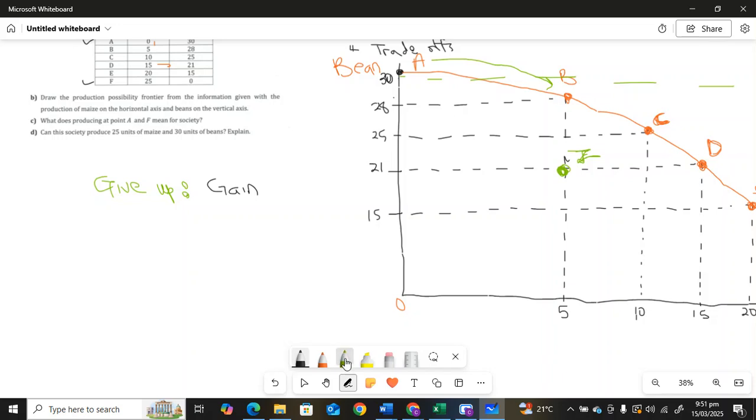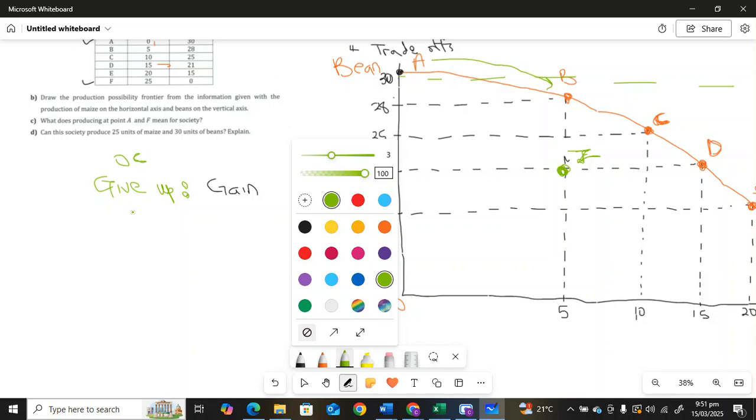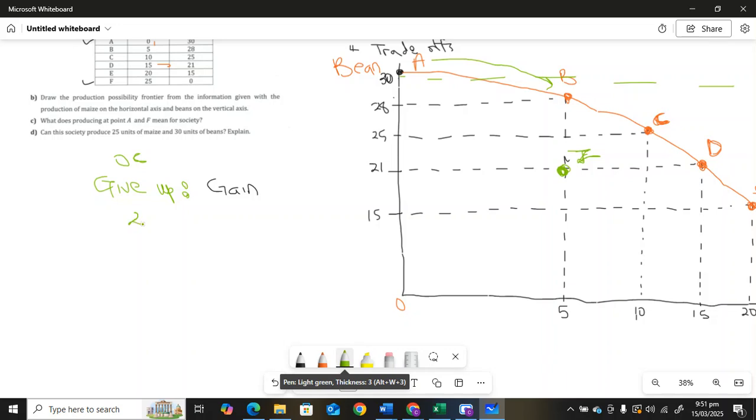Okay, so here what is given up is the opportunity cost. What is given up? Here we've given up 2 units of beans to gain. What are we gaining? How many units of maize have we gained? Here, give up, then gain. Look at the black arrow. 5 units, yes. We gain 5 maize.